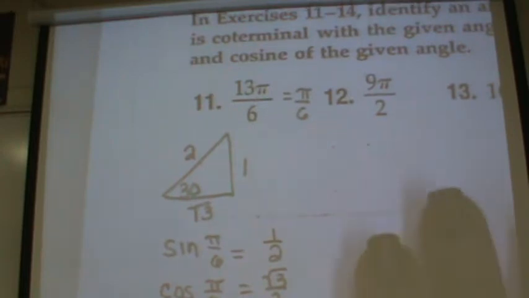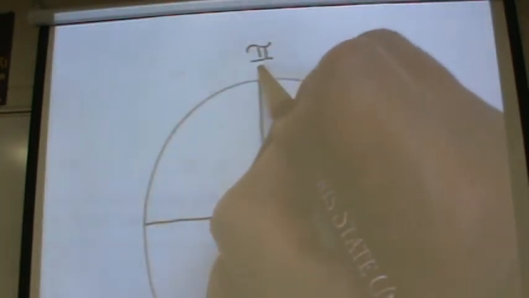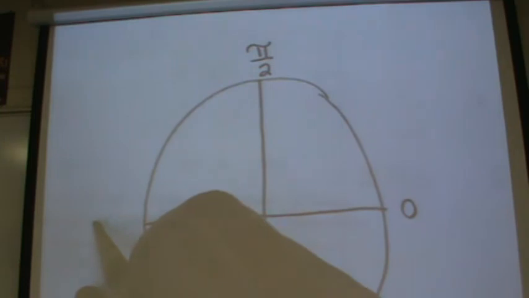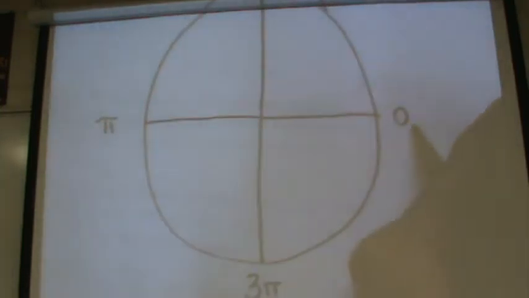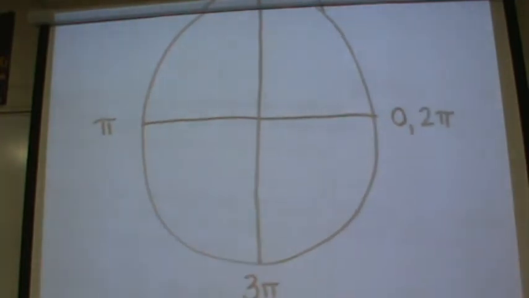Now, before I move any further, we need to talk about the unit circle again. And there's 4 special locations. You've got to know this is 0, this is pi over 2, this is pi, and this is 3 pi over 2. Does everybody agree? And this is also 2 pi. Everybody agree with that?